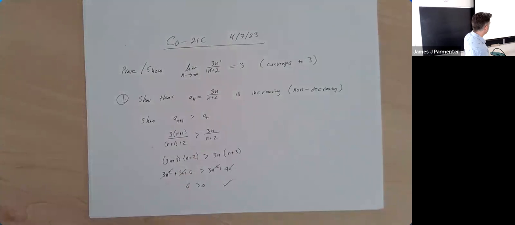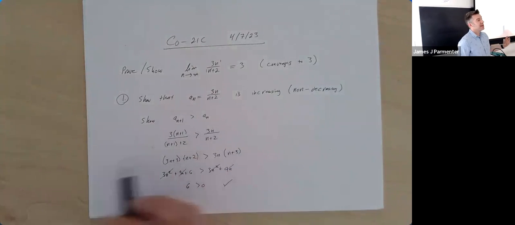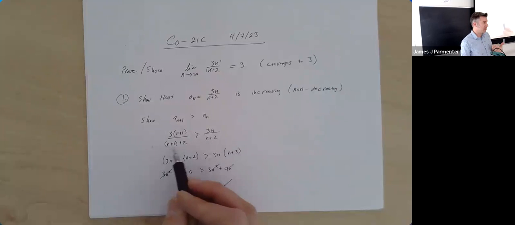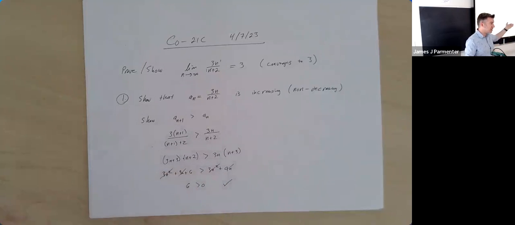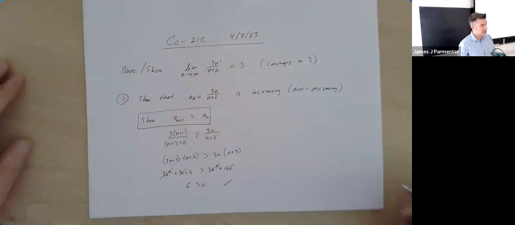One thing to note here is that when you cross multiply across an inequality, you have to be careful about multiplying both sides by a negative. But that wasn't an issue here because n plus 2 and n plus 1 plus 2 are both positive, since n is going to infinity. So it's not something we have to worry about in this case, but something you want to think about in general if you're dealing with inequalities. So we showed the first thing. It is increasing.